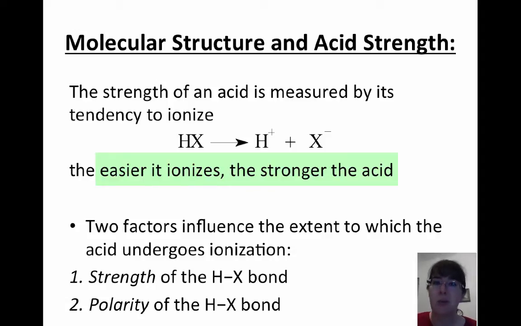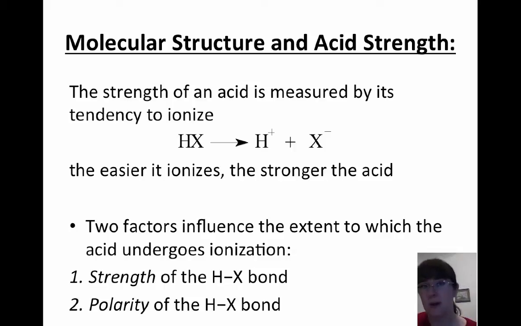This is again one of those times in chemistry where we have that higher, lower, stronger, weaker kind of language. That's very important that you practice, because it's easy to have the concept right in your mind and get the language backwards. Two factors are going to influence this: the strength of the bond between the hydrogen and the rest of the compound, and the polarity of that bond.